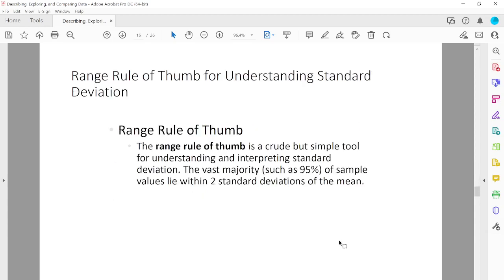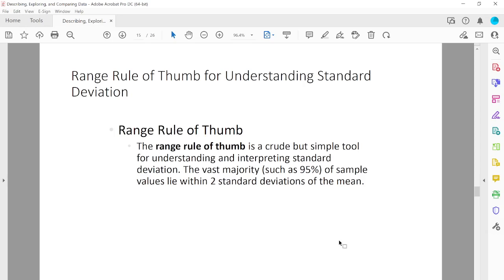Okay, so the range rule of thumb. The range rule of thumb is a crude but simple tool for understanding and interpreting standard deviation. The vast majority, such as 95% of the sample values, lie within 2 standard deviations of the mean. So after finding the standard deviation, we can say the vast majority of the data lie within 2 standard deviations. 95% of the data lie within 2 standard deviations.